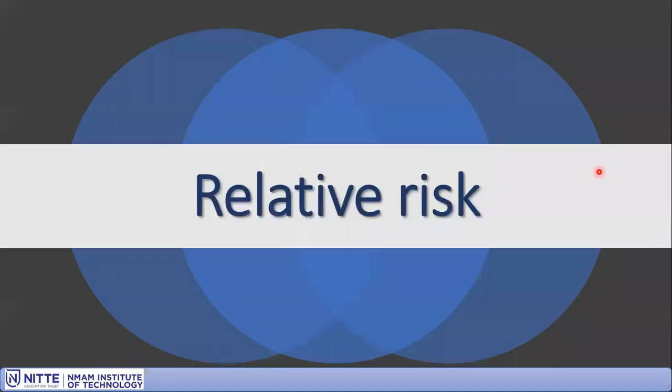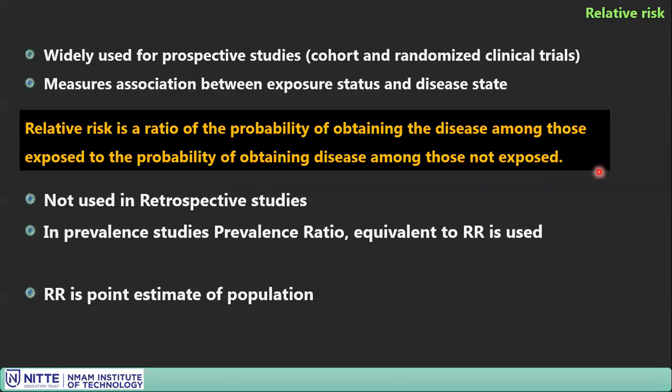In this lecture, we'll be looking into a statistical estimate known as relative risk. Let us see what it is in a little detail. This is a statistical test which is used for prospective studies, that is either cohort studies, even RCTs also. It measures association between exposure status and the disease state, between exposed condition and unexposed condition.